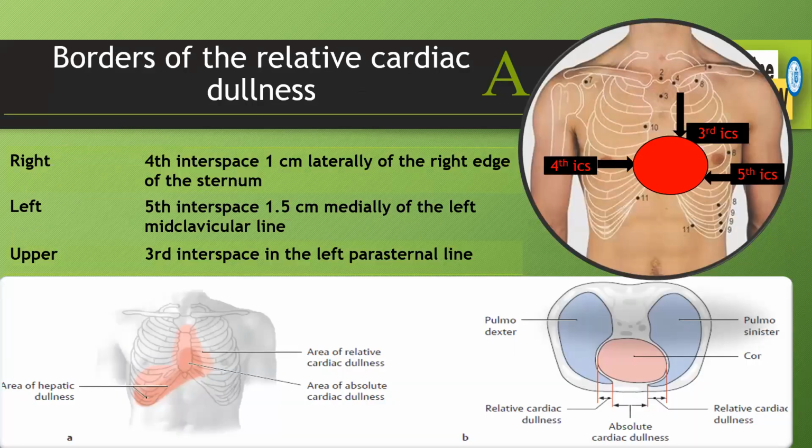Borders of relative cardiac dullness are next. Right, in the fourth interspace, 1 centimeter laterally of the right edge of the sternum. Left, in the fifth interspace, 1.5 centimeters medially of the left midclavicular line. And upper, in the third interspace in the left parasternal line.